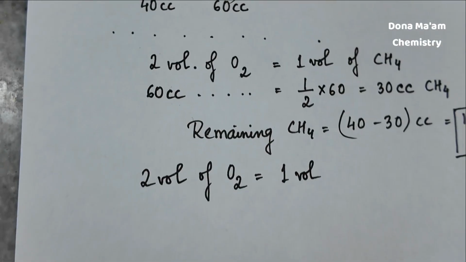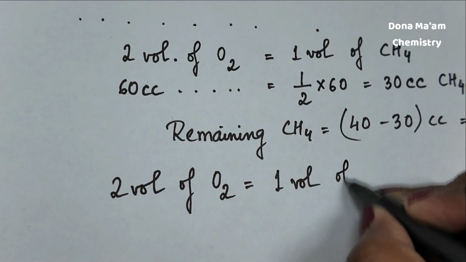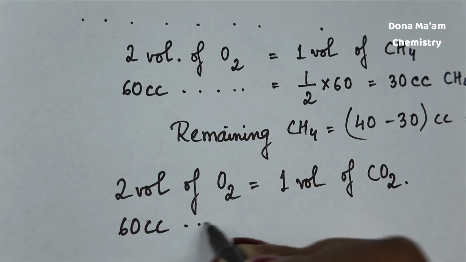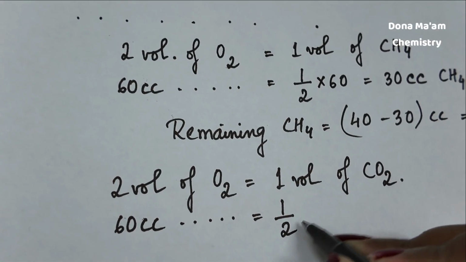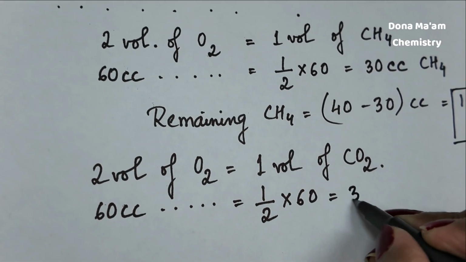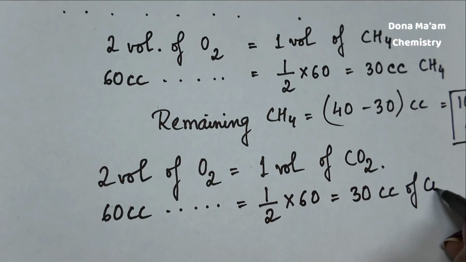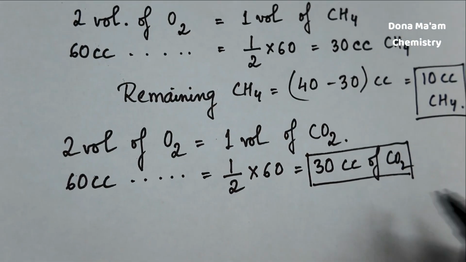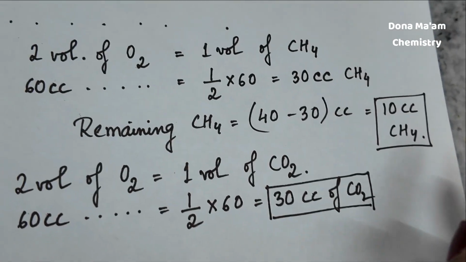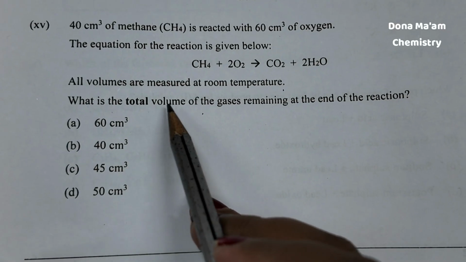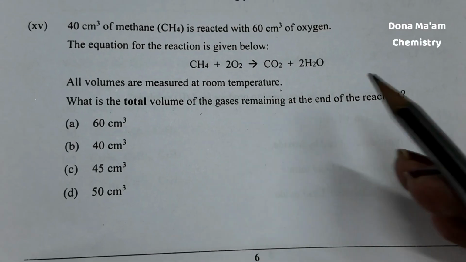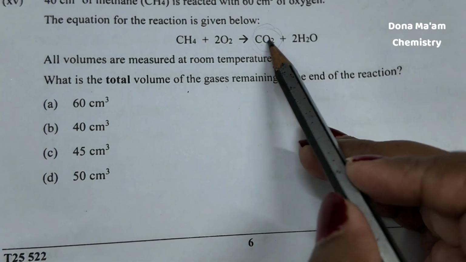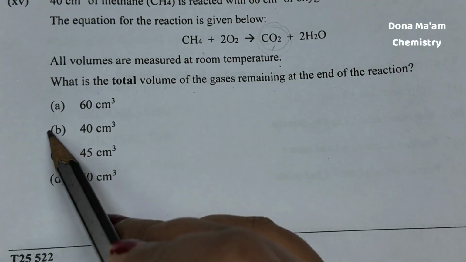2 volume of oxygen forms 1 volume of CO2. So in the question there was 60 cc of oxygen. It will react to form 30 cc of CO2. So how much CO2 is getting formed? 30 cc. And how much methane is left over? 10 cc. What is the total volume of gases remaining at the end of the reaction? Methane 10 cc and CO2 30 cc. So total 40 cc will be the answer.